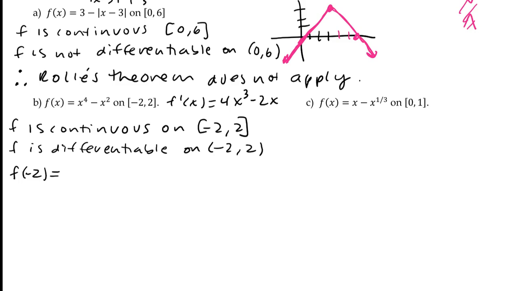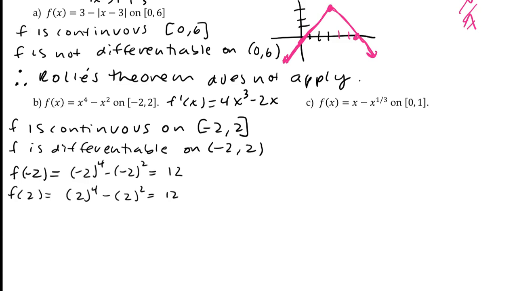Okay, our next piece is we have continuity, we have differentiability. Now we need to find the output at -2 and 2. So we're going to go ahead and sub a -2 into the function. So we're going to have (-2) to the 4th minus (-2) squared. What is that? 16 minus 4, which is 12. And we're going to do the same thing for f of 2. And look at it, it's going to be the same thing. You can tell because they're both raised to even powers.